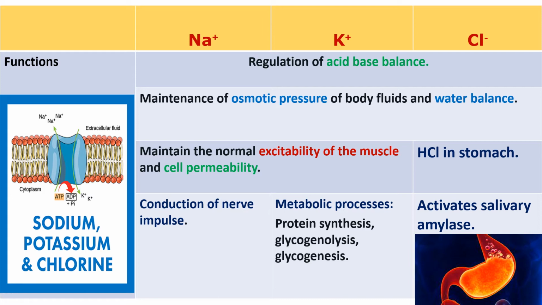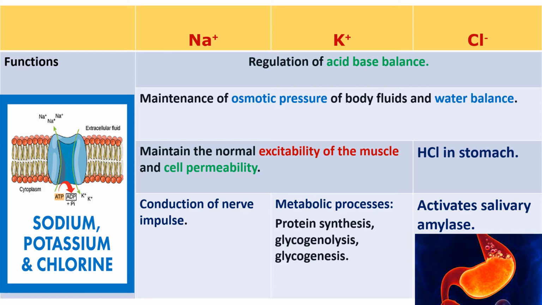Chloride is important for the formation of HCl in the stomach. Sodium is important for conduction of nerve impulse. Potassium is important for many metabolic processes such as protein synthesis and metabolism of glycogen. Glycogenolysis, lysis means breakdown, so this is the breakdown of glycogen. Glycogenesis means formation, so the synthesis of glycogen. So it's important in both breakdown and synthesis of glycogen, and also in protein synthesis. Lastly, chloride is important for activation of the enzyme salivary amylase.